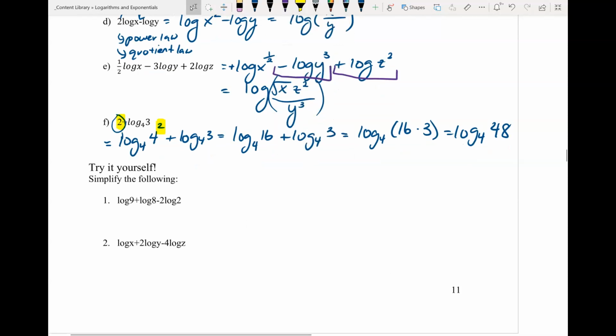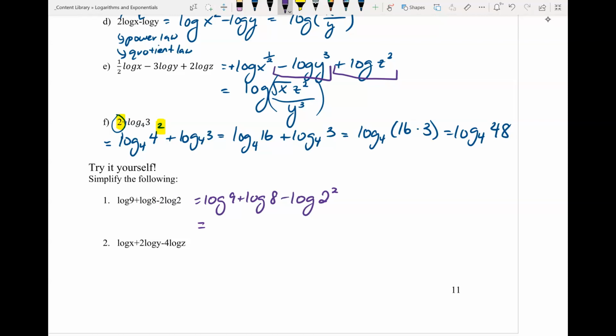Okay, so for this first example, we can utilize our power law here first, which becomes log 2 to the power of 2, which is also 4 if you want to simplify that. And then lastly, I'm going to combine everything.